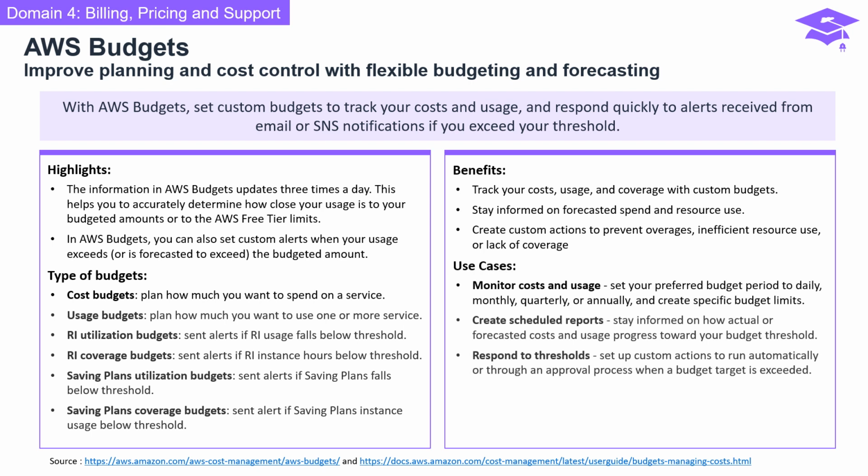Monitor costs and usage: set your preferred budget period, daily, monthly, quarterly, or annually, and establish specific budget limits. Create scheduled reports: stay informed on how actual or forecasted costs and usage progress toward your budget threshold. Respond to thresholds: set up custom actions to run automatically or through an approval process when a budget target is exceeded.